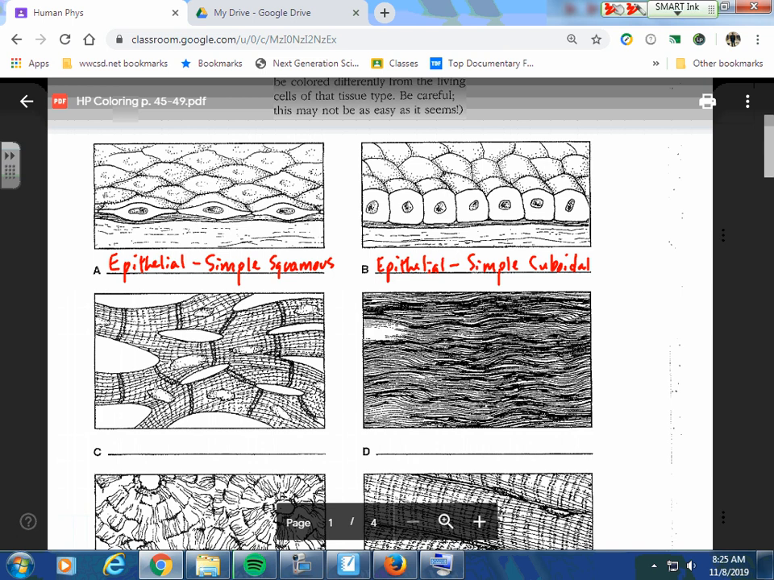And I might not go through the whole packet. We'll see how long this takes, but I will post the rest of the answers up there so you have answers to the entire packet. But the main idea is seeing some of these slides at the beginning, to see what they are supposed to look like, so that when we look at the slides, we can try to identify them and make sense of them.